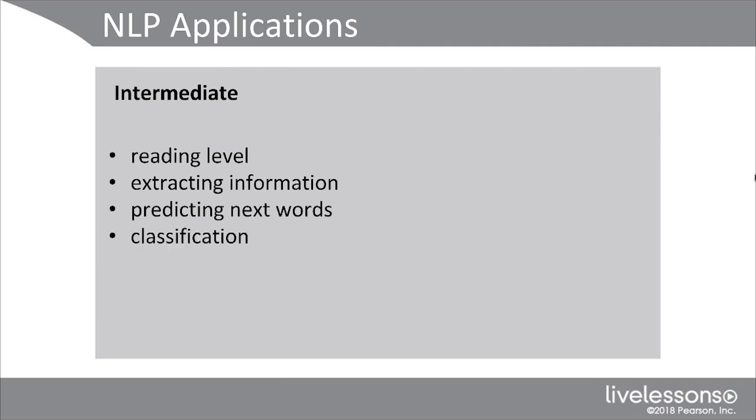Classification of passages of text, including assigning a positive or negative sentiment to short documents like tweets or to longer documents like movie reviews. Later in these live lessons, we'll build deep learning models to classify movie reviews as either a positive or a negative sentiment.